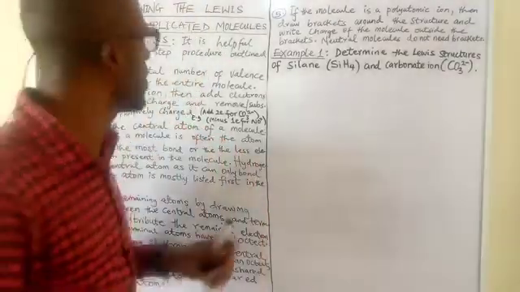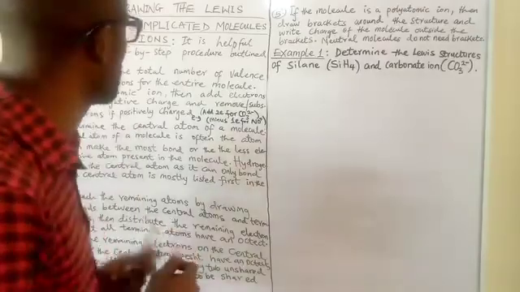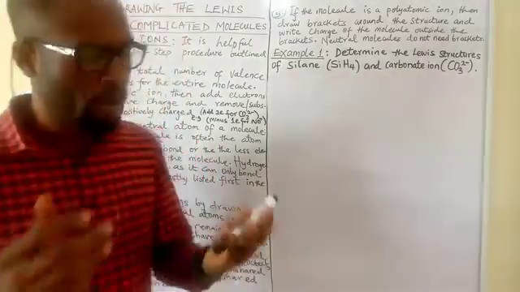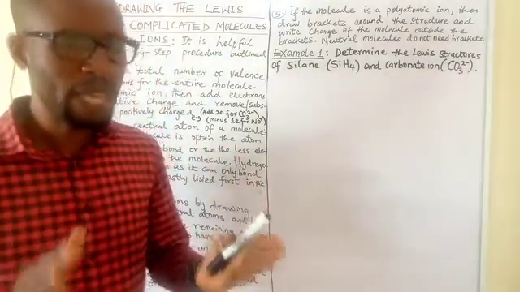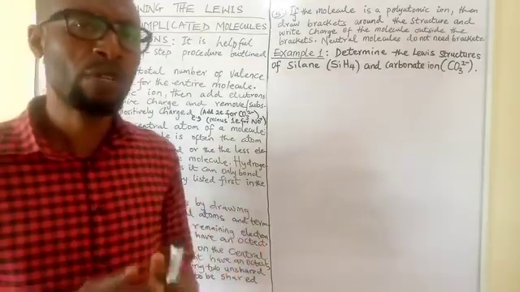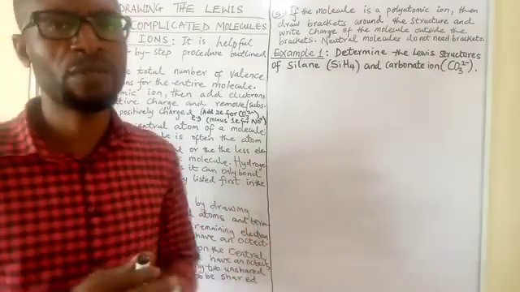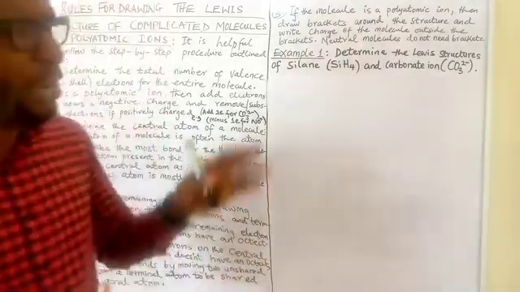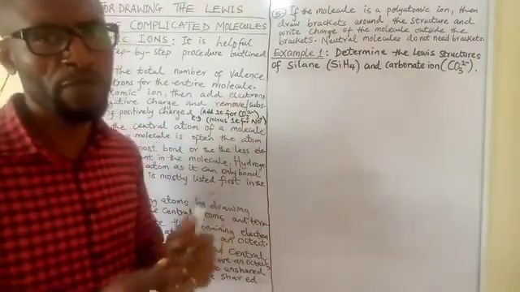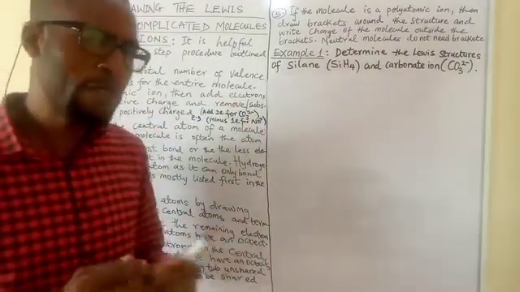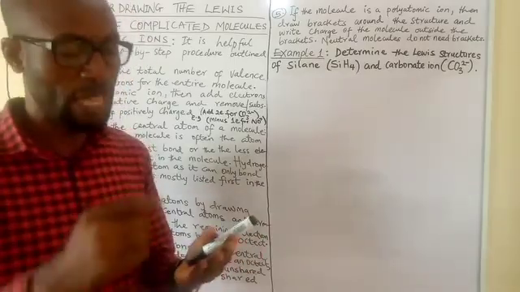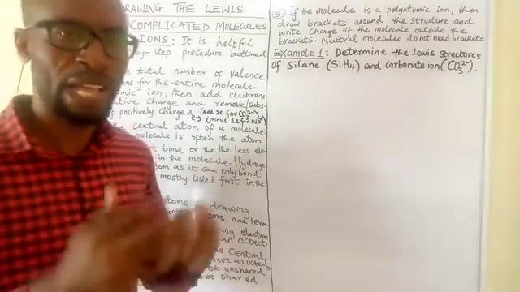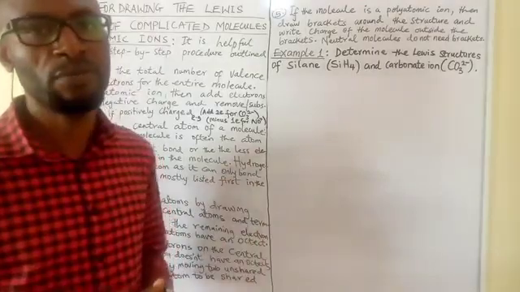Hello friends, let's talk about rules for drawing the Lewis structure of complicated molecules and polyatomic ions. Recall in the last video, we paid attention to showing how to draw the Lewis structures of simple molecules like chlorine gas, bromine gas, iodine gas, fluorine gas, and all of those diatomic molecules of the halogen family. But going forward, it is important to know that we will come in contact with some molecules that seem to be complicated as to depicting their Lewis structures.